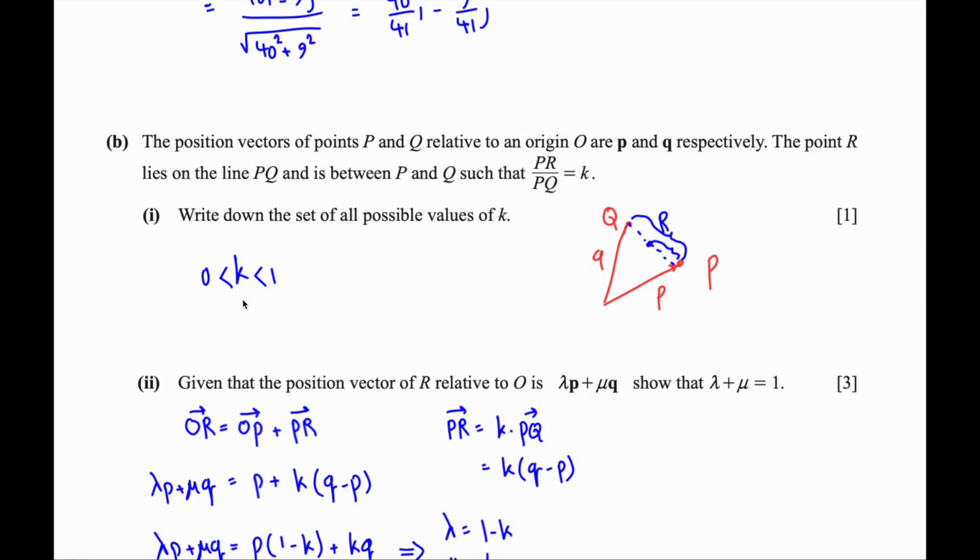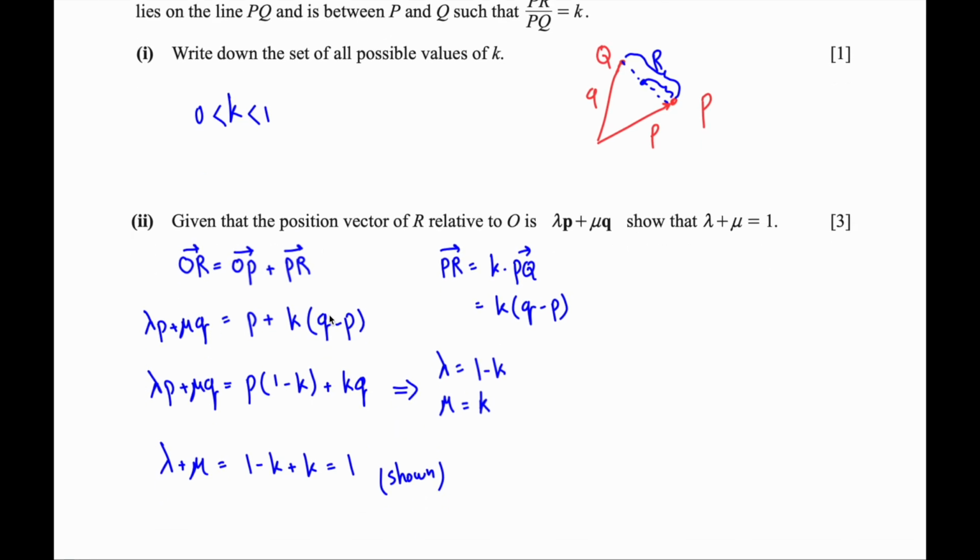And I think it's very obvious that the value of k is going to end up always between 0 and 1. It can never be 1 because R cannot be Q. It can also never be 0 because R cannot reach P. It can get very close to those points, but it can never become those points.